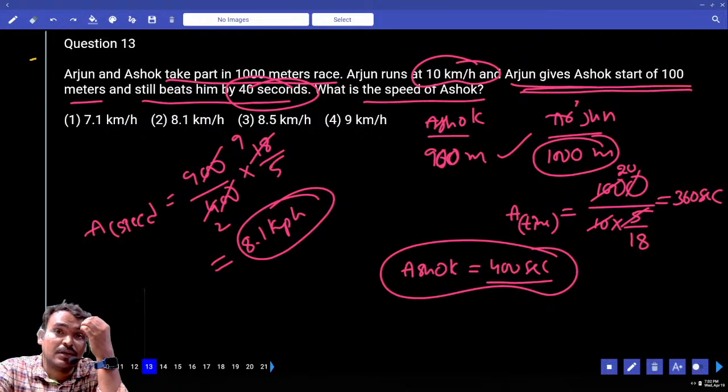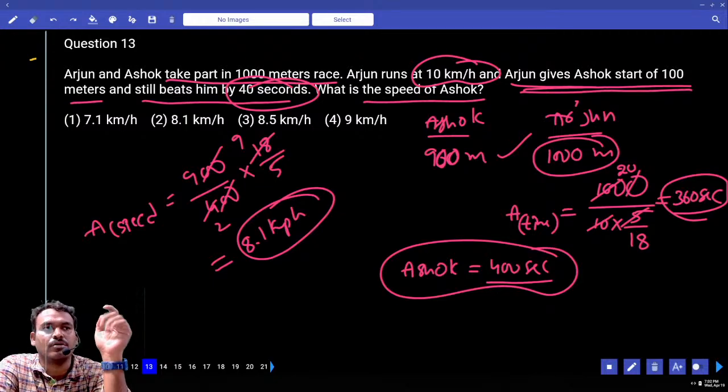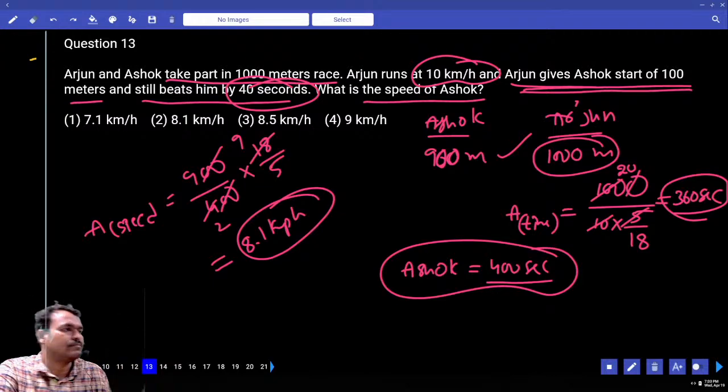If Arjun covers 1000 meters, Ashok covered how much? 900 meters. But Arjun's speed is given as how much? 10 kilometer per hour. Then how much time does Arjun take? 360 seconds. But Arjun beats Ashok by how many seconds? 40 seconds. Then Ashok's time is how many seconds? 400 seconds. In 400 seconds how much distance is covered? 900 meters. Per second means 900 by 400. But it is converted to kilometer per hour.